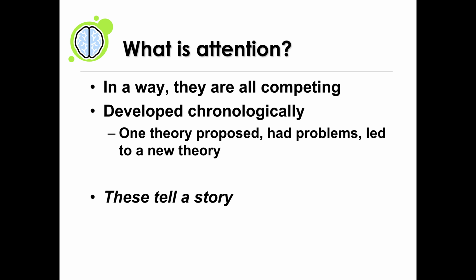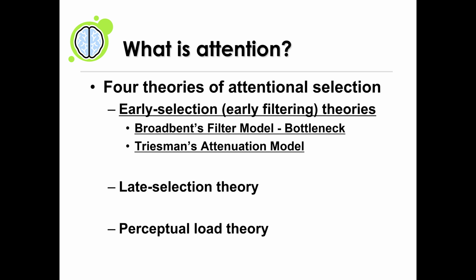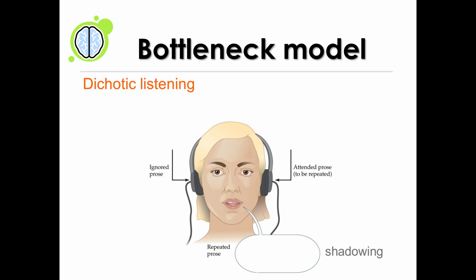Okay, so let's start talking about the early selection. We're going to talk about Broadbent and Treisman's model. These are fairly easy to understand, so let's get talking. Basically, what these researchers use is what's known as the dichotic listening task.